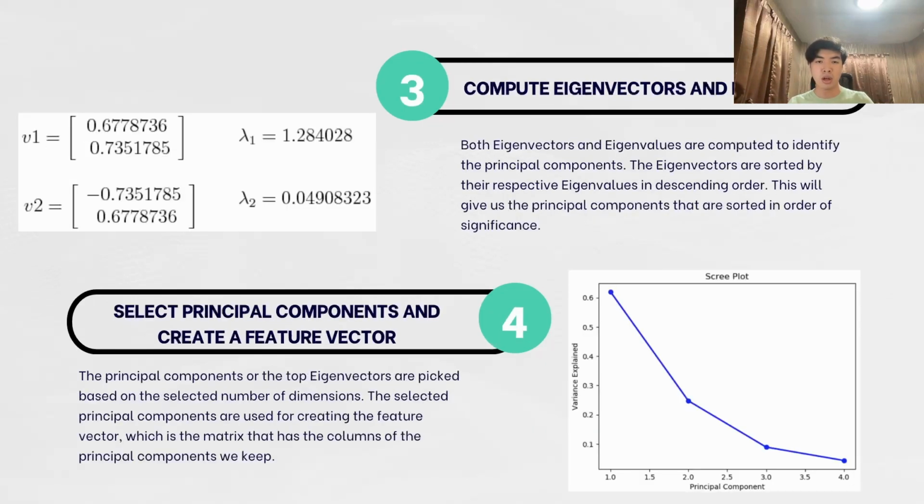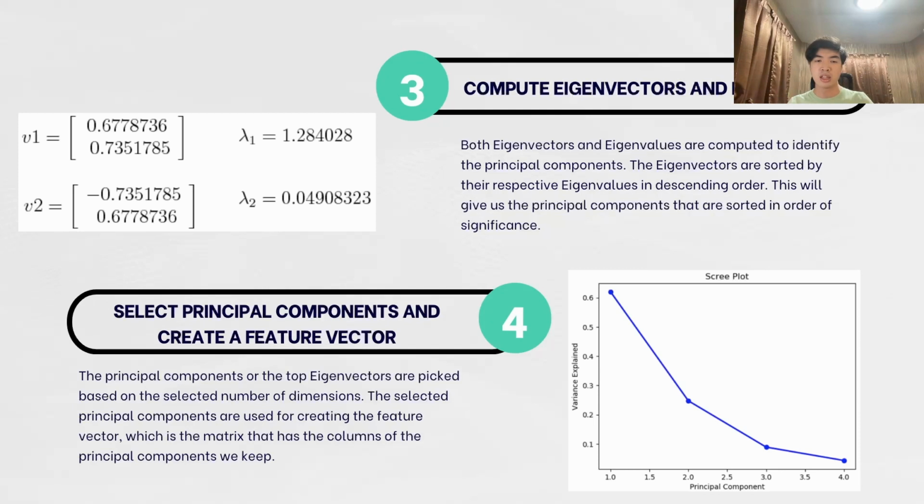Third one, compute eigenvectors and eigenvalues. Both eigenvectors and eigenvalues are computed to identify the principal components. The eigenvectors are sorted by their respective eigenvalues in descending order. This will give us the principal components sorted in order of significance.